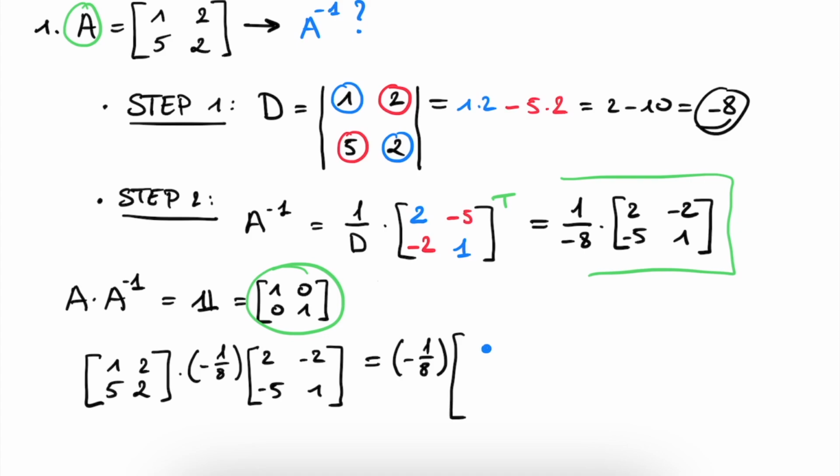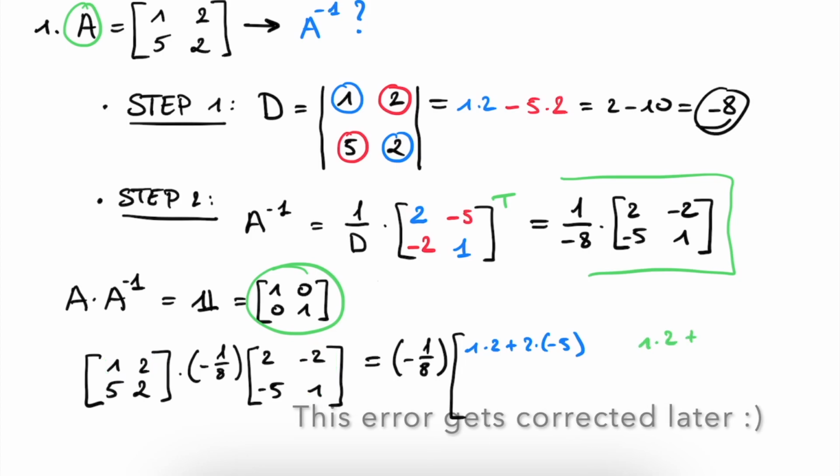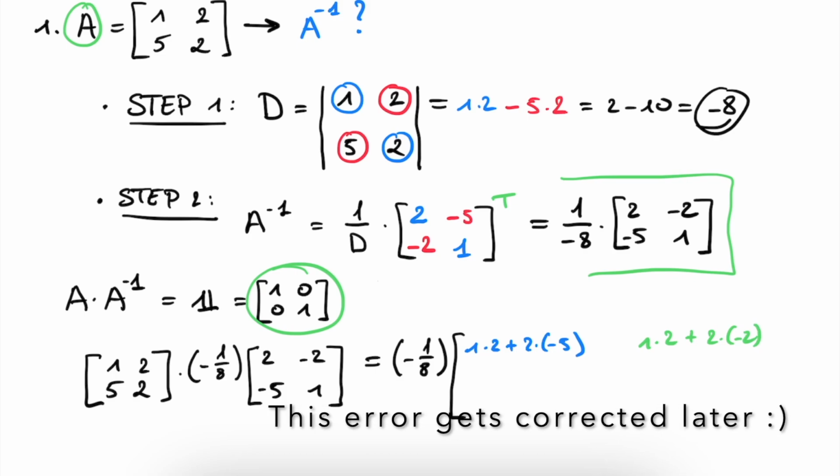The element on the first row and first column we achieve by multiplying the first row of this matrix with the first column of that matrix. So we get 1 times 2 plus 2 times minus 5. For the element on the first row and second column, we multiply the first row and second column, and we get 1 times 2 plus 2 times minus 2.